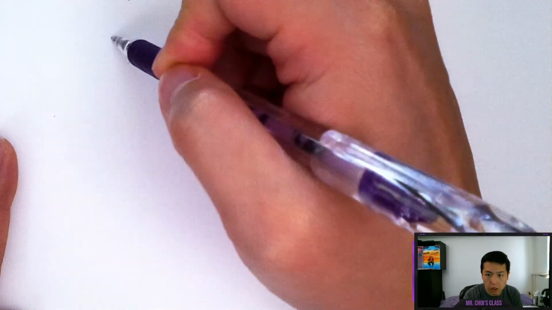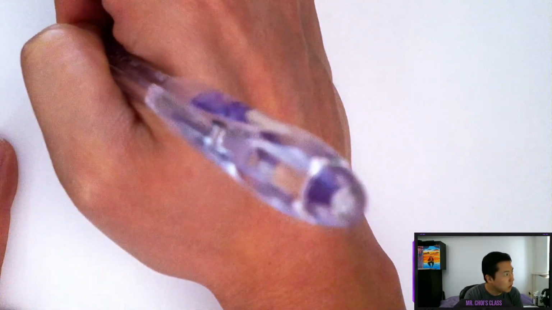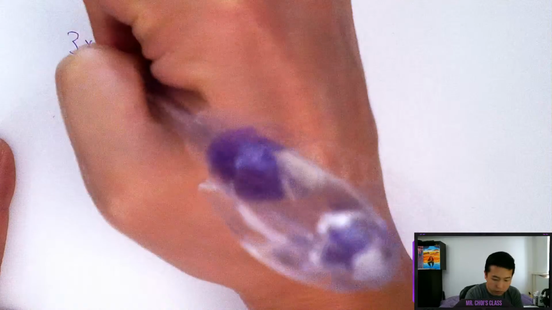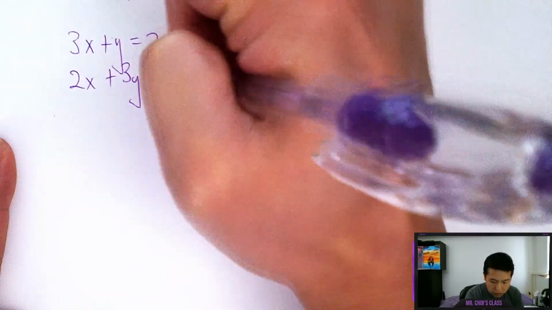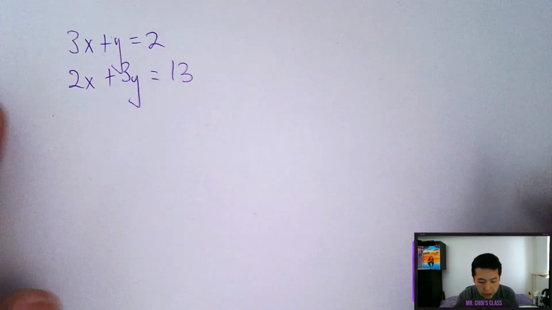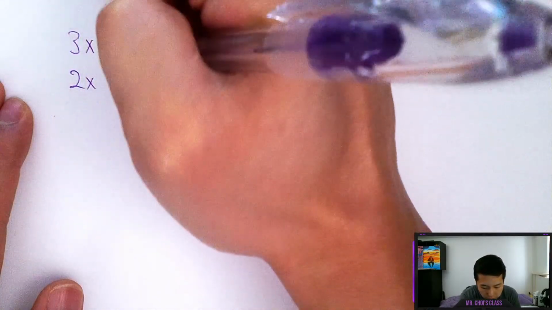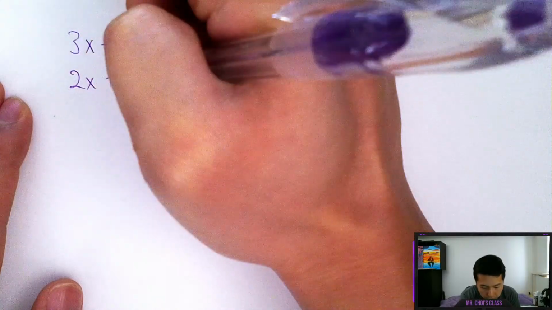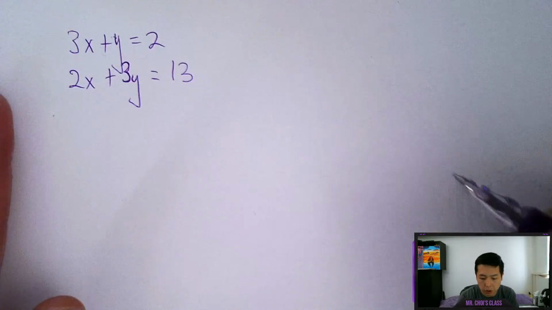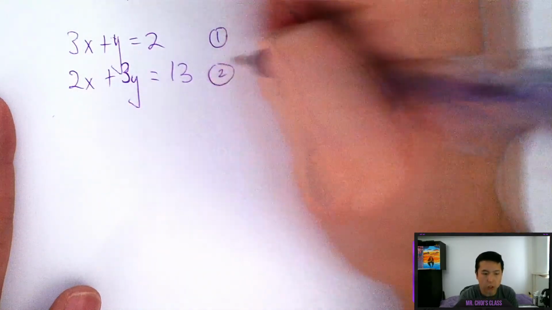So let's copy down. 3x plus y equals 2, and then 2x plus 3y equals 13. So those are our two equations. That's equation 1 and that's equation 2.